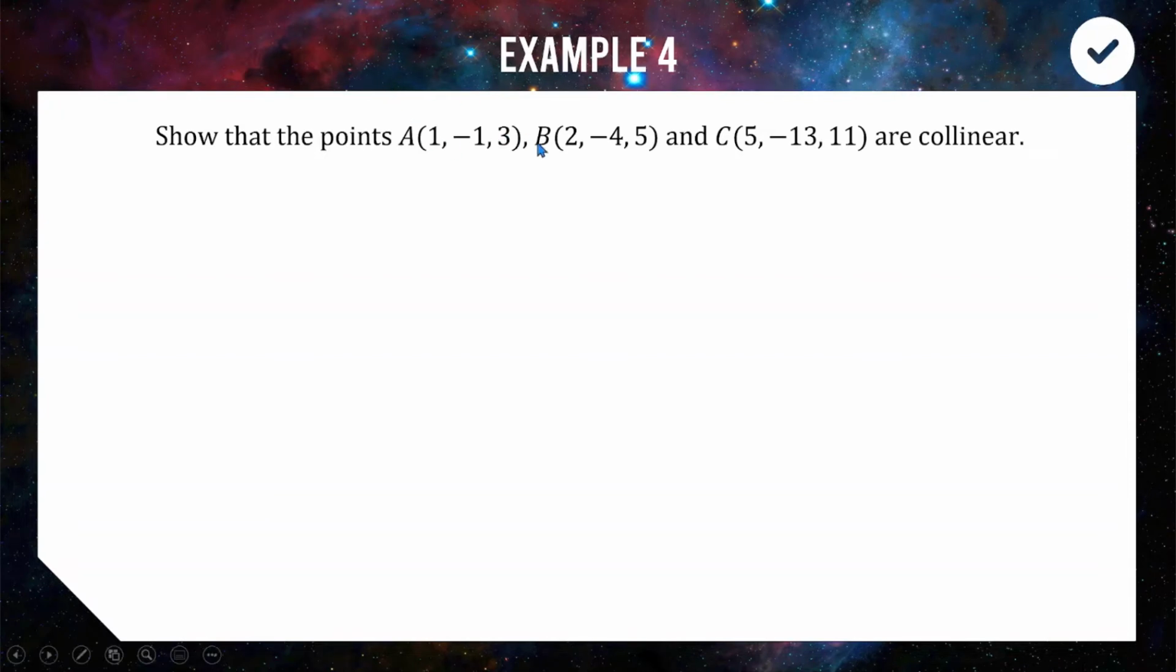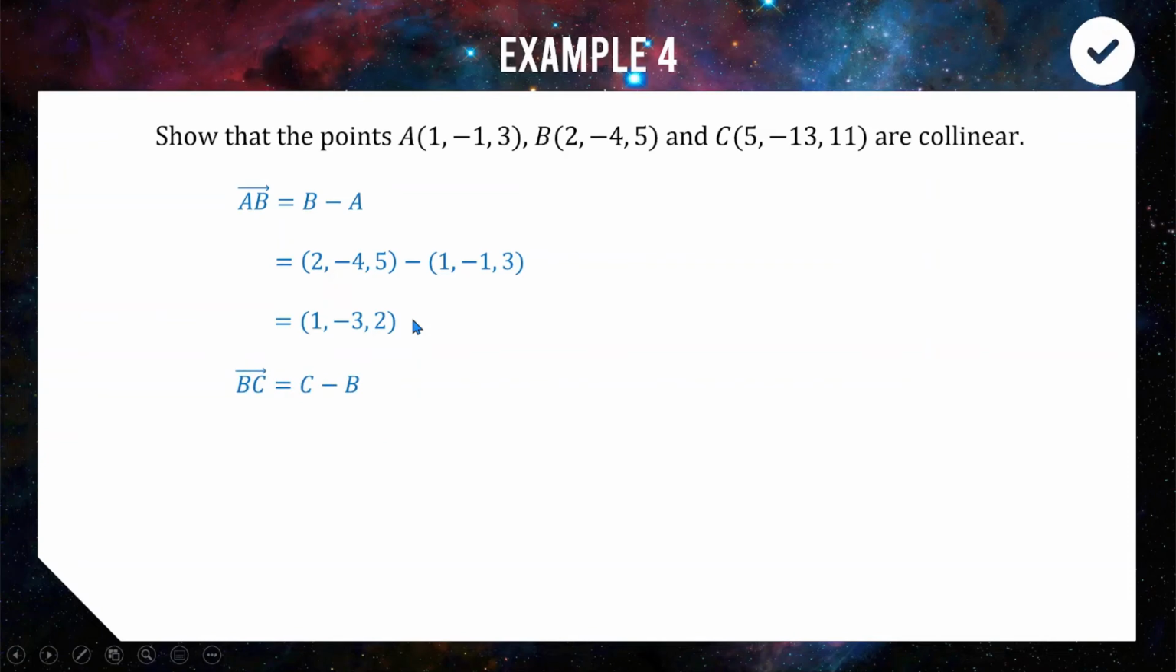Show that vector AB is parallel to vector BC with B as a common point. Let's see if it works. First of all, we'll find vector AB by doing point B take away point A. So we have 2, minus 4, 5, take away 1, minus 1, 3. That gets us 1, minus 3, and 2. Okay, there's our vector from A to B.